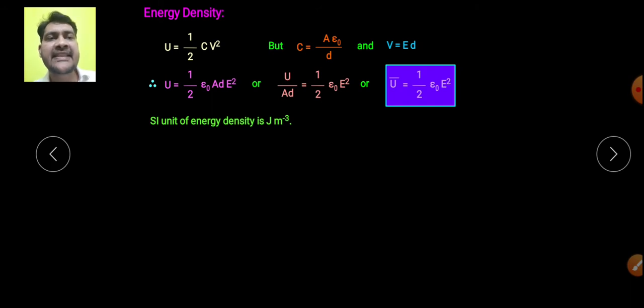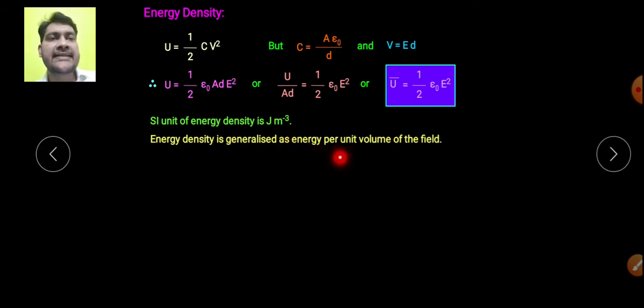The SI unit of energy density is joule per meter cube. Actually, it is energy divided by volume. Energy is expressed in joule and volume is meter cube. Therefore, it is joule per meter cube. Energy density is defined as energy per unit volume of the field.